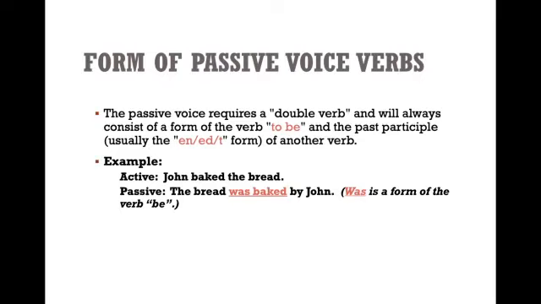For example, if we look at an active verb, John baked the bread, you have the verb in past tense. In passive, I'm going to use the same verb form, but I need a double verb. I need the form of the verb to be with it. The bread was baked by John. Was is a form of the verb to be.